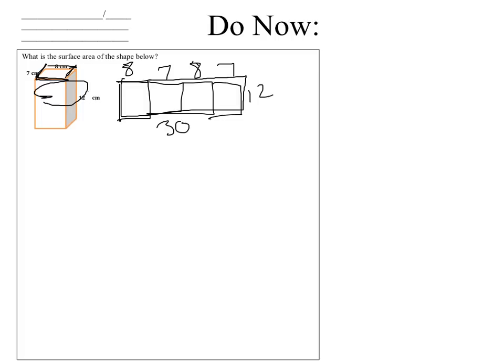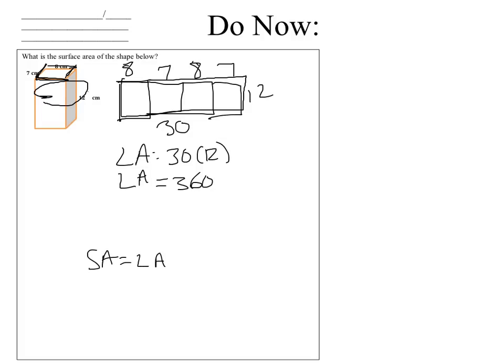So our lateral area is equal to 30 times 12, because it's one big long rectangle, which is 360. In addition to that, our surface area is equal to the lateral area, and then we need to add in the two bases. We've got one base here, and then another one down here. So we have 2 times the area of the base.